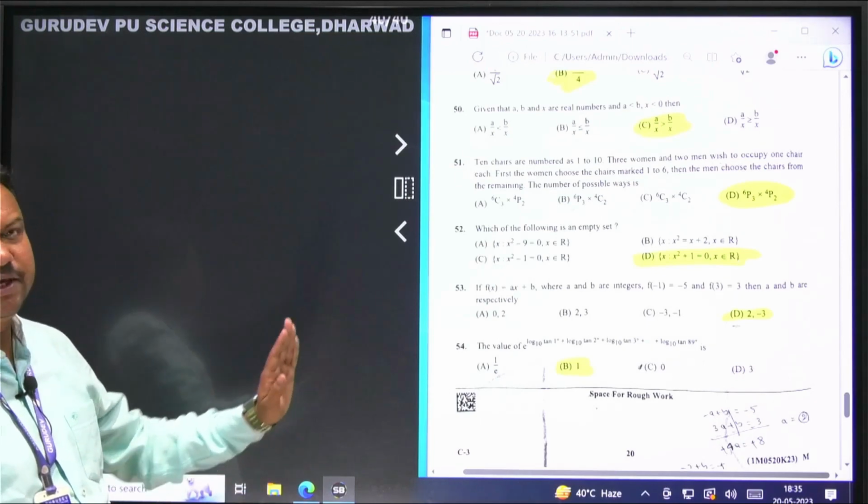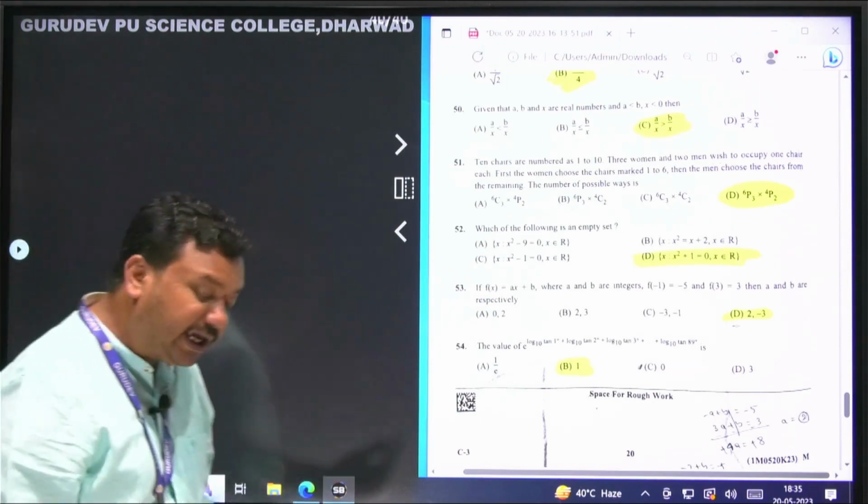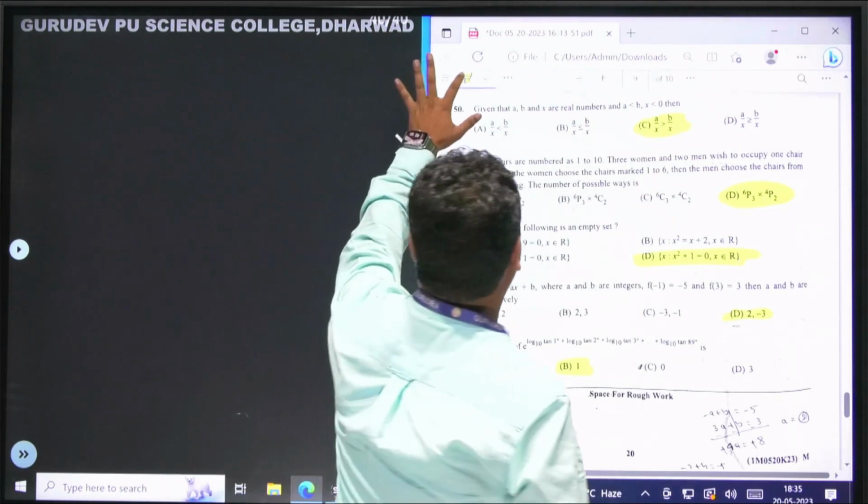Log of ab can be written as log of a plus log of b. Please notice this property of logarithm. Done. Next.